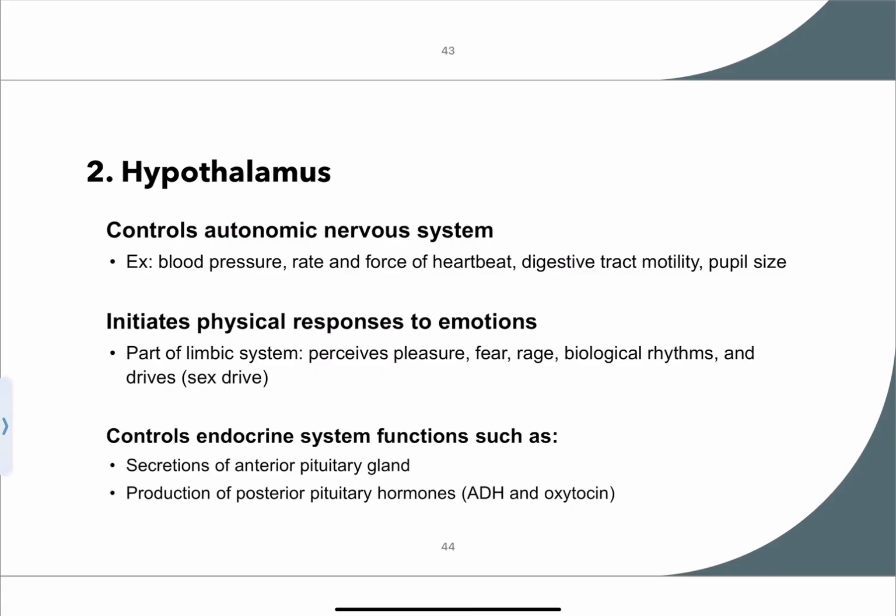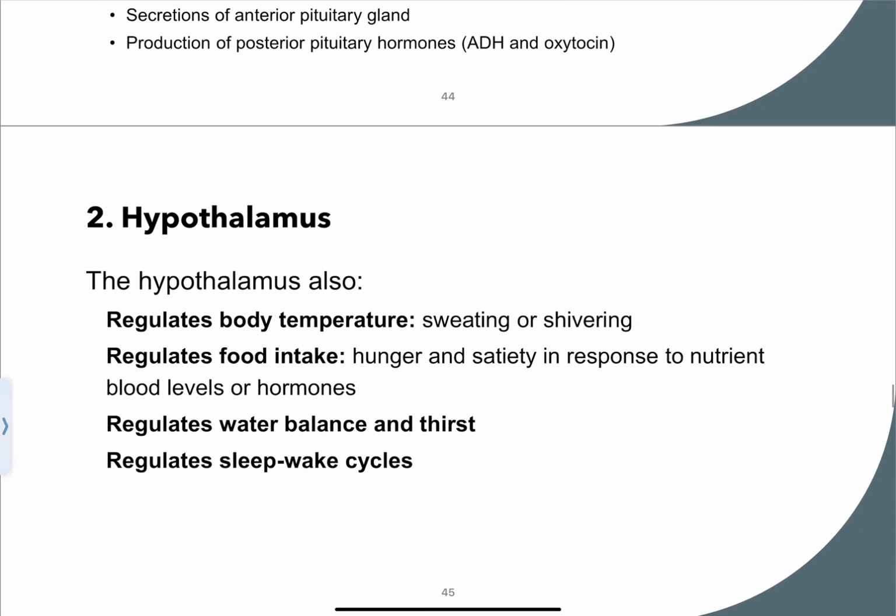Also control of endocrine system functions. If we're talking about the endocrine system, we're talking about glands and hormones. So our anterior pituitary gland does produce or secrete hormones, two of which are ADH, antidiuretic hormone, and oxytocin. The control of their release is dependent on stimulation from the hypothalamus.